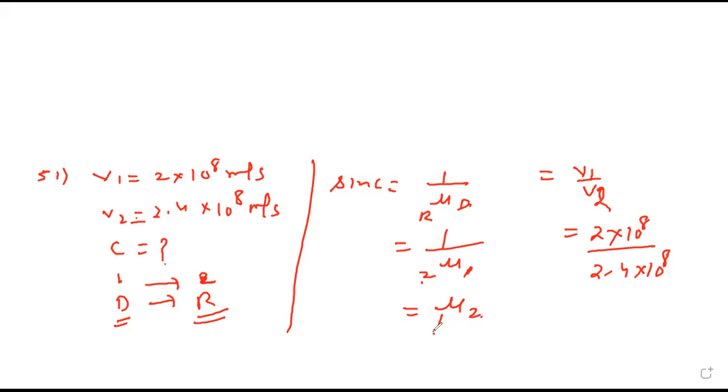Now in terms of velocity, it is V1 upon V2. So this is 20 upon 24, 4 into 5, 4 into 6. Therefore, C is sine inverse 5 upon 6. This is the answer: sine inverse 5 upon 6, option A.